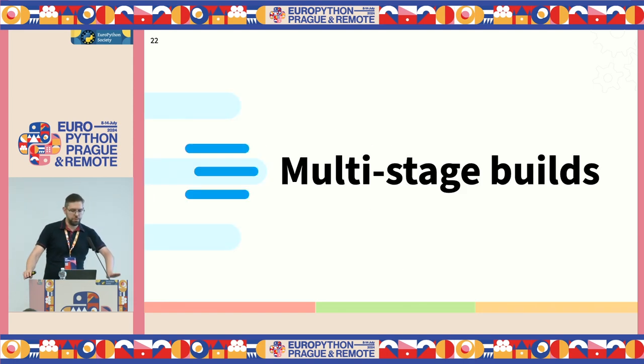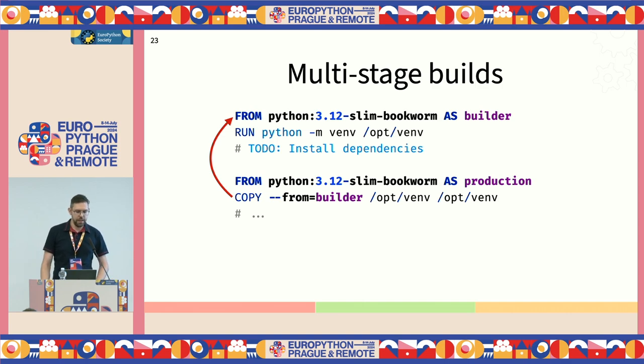So to solve this issue, there is a feature called multi-stage builds. Docker allows us to split the image into multiple stages. Each stage starts with a FROM instruction and can have a name. And each stage will be built independently when you build the entire image. You can copy files from one stage to another by adding a --from argument to a copy directive. You can use one stage to build a virtual environment with all the dependencies of your app and then copy it to the final image.